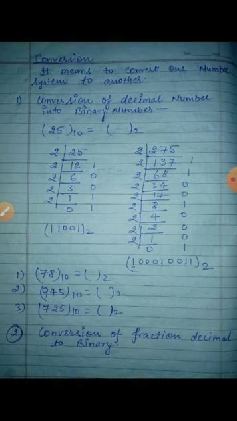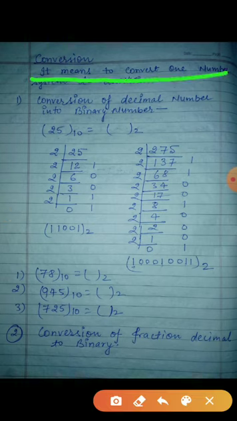So you can see here, it means to convert one number system to another number system. For example, decimal to binary, binary to decimal, octal to decimal, decimal to octal, octal to hexadecimal. This type of conversion we will discuss here.